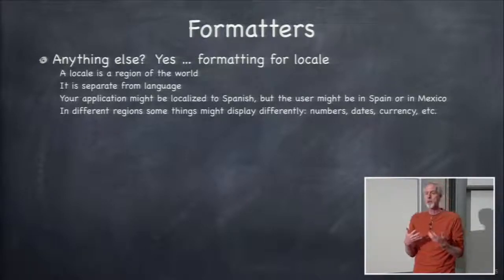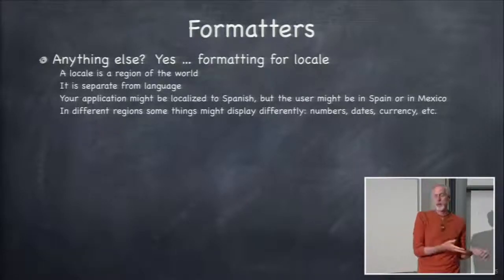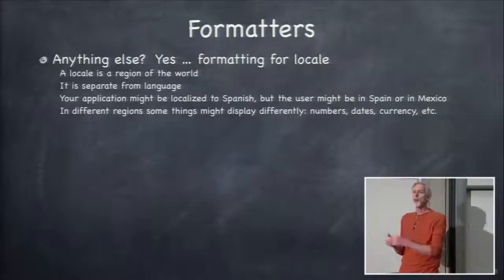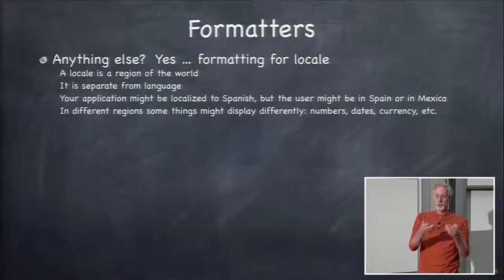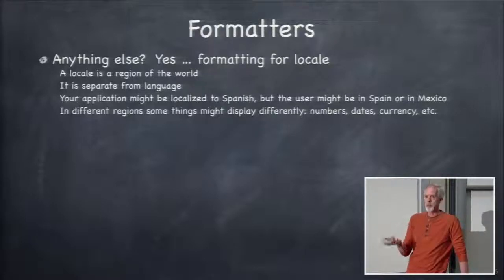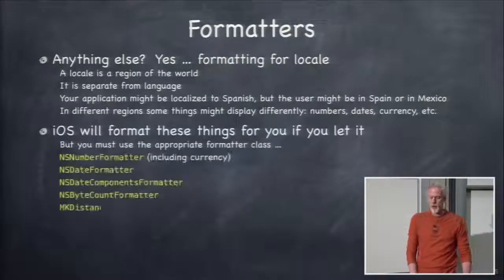So your language might be Spanish, but maybe you're in Mexico, or maybe you're in Spain, or some other part of the world that speaks Spanish, okay? So you would have a different locale, Mexico or Spain, than your language, which might be Spanish, okay? So the formatters are going to format things, numbers and dates and stuff, currencies, based on your locale, okay? And so what kind of formatters are there?